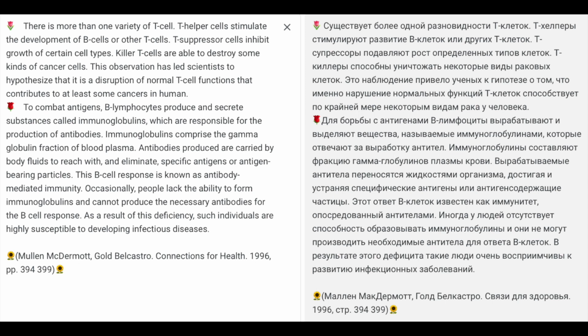Occasionally, people lack the ability to form immunoglobulins and cannot produce the necessary antibodies for the B-cell response. As a result of this deficiency, such individuals are highly susceptible to developing infectious diseases.